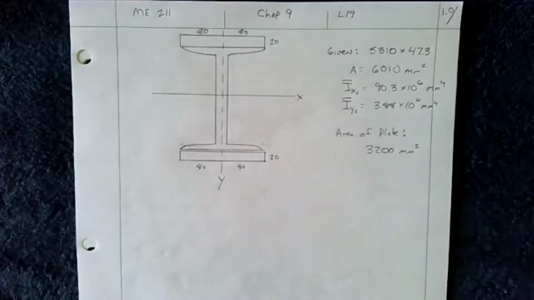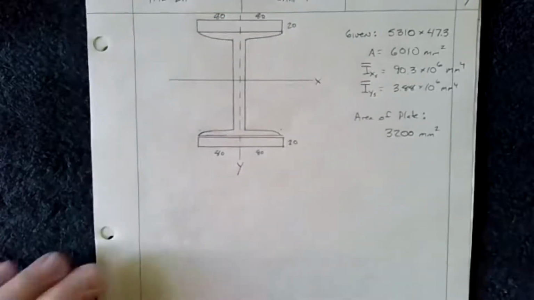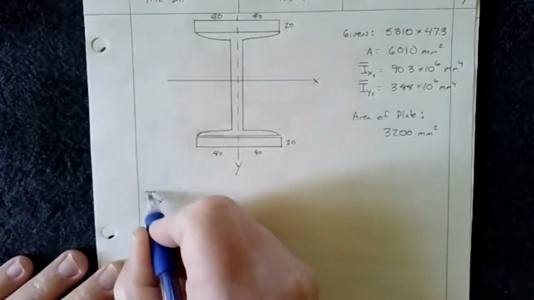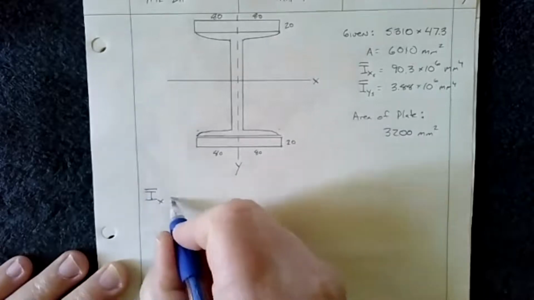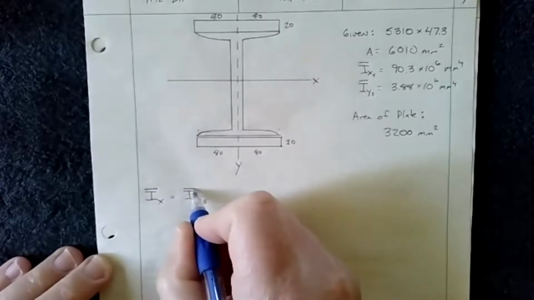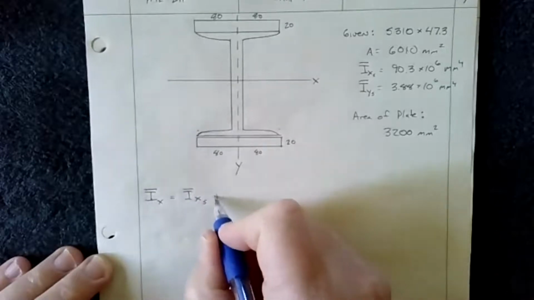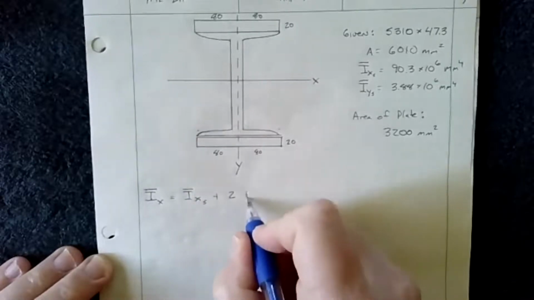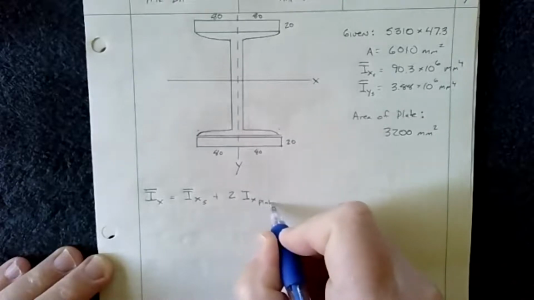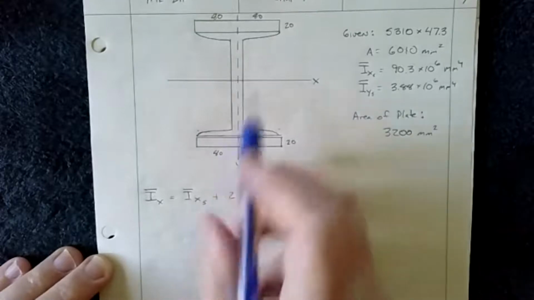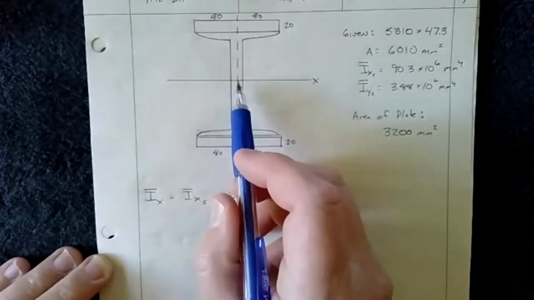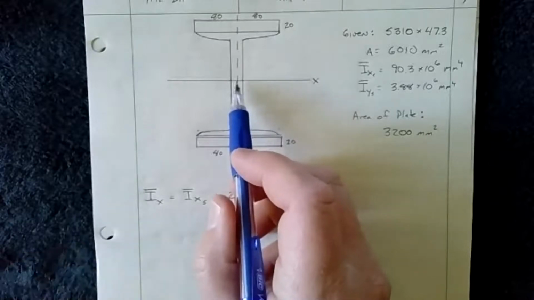So we know that if we want the total Ix, that's going to equal Ix of the S beam plus 2 times Ix of the plate. So I put the line over the S because the beam doesn't require the parallel axis there. The beam is on its central axis.